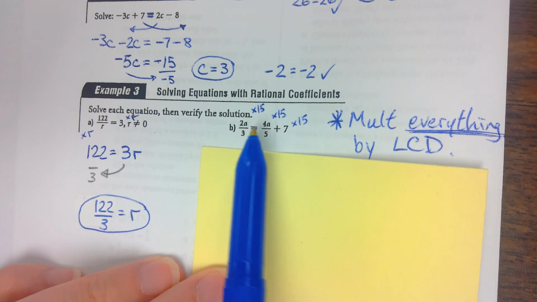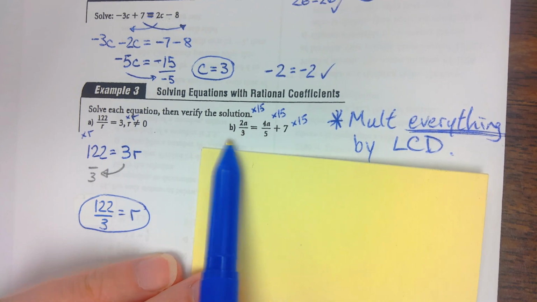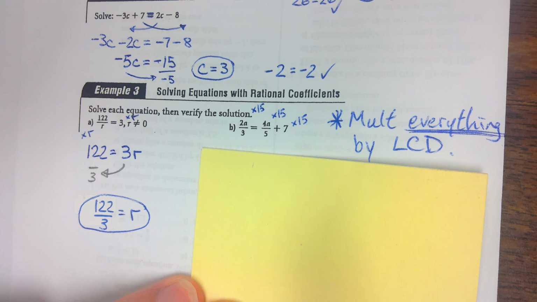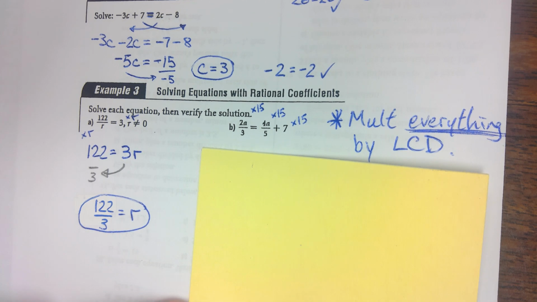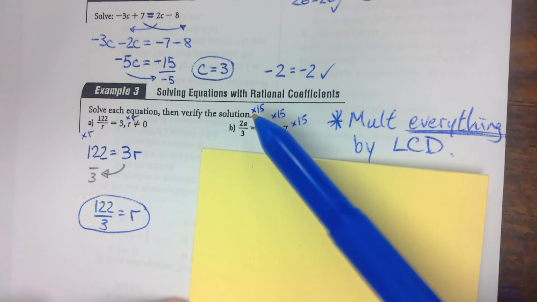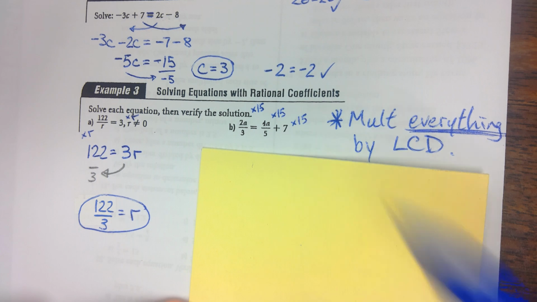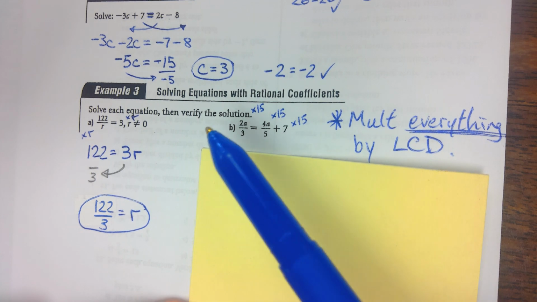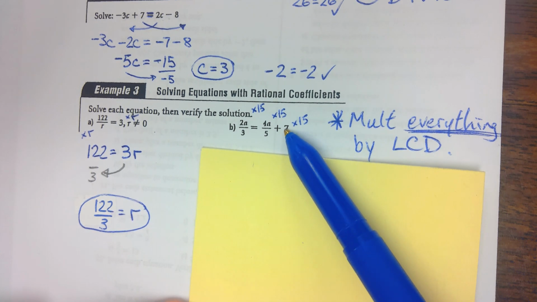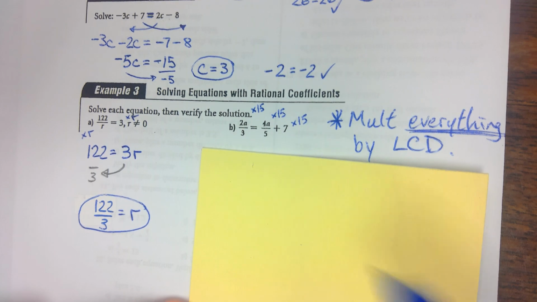So for 3b, what's my LCD here? I have a 3 and a 5, so my lowest common denominator is 15. So I multiply each of my terms by 15. Not just to the left side, not just to the 7, but everything. Right? Think of the scale. You have to balance both sides. Otherwise, you changed up the whole equation.